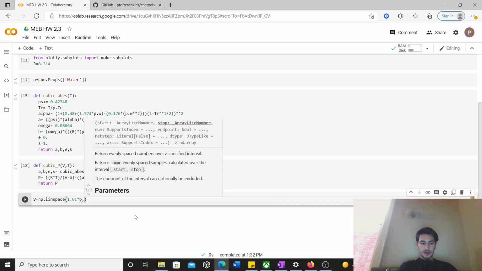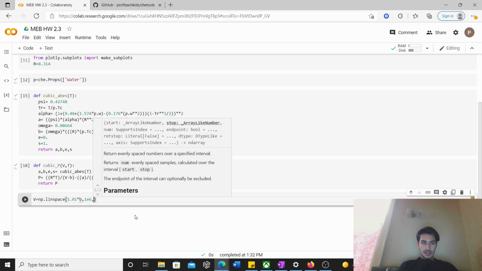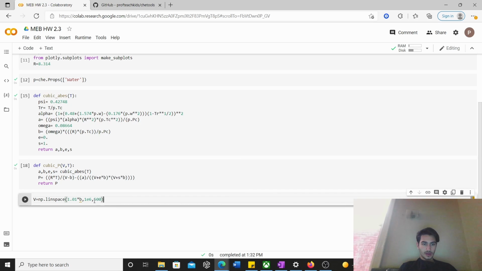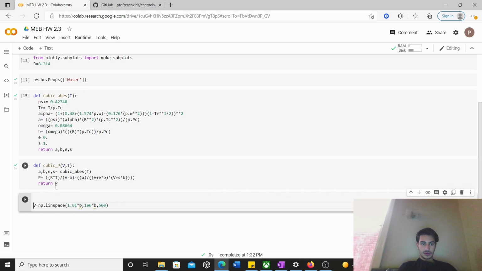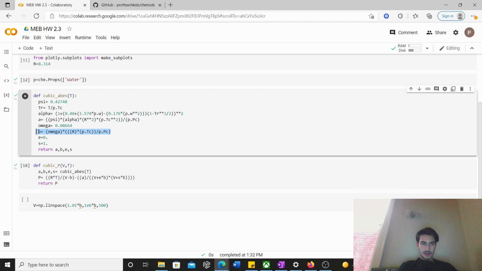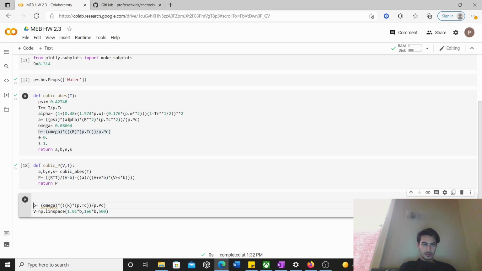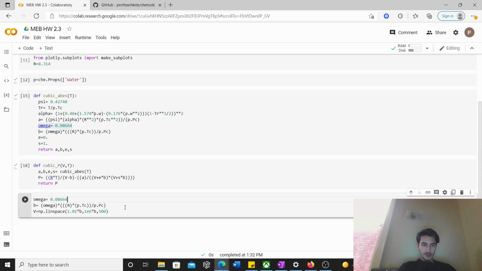Let's say, 1 times 10 to the 6. And then let's say we want to make a total of 500 different points, right? And if you can see, this has no clue what B is, right? Because we put B up into this function. So what we're going to do is just simply copy and paste this B value down here so that it knows what B is. Now it doesn't know what omega is, so we have to go ahead and put omega in as well. And there we go.